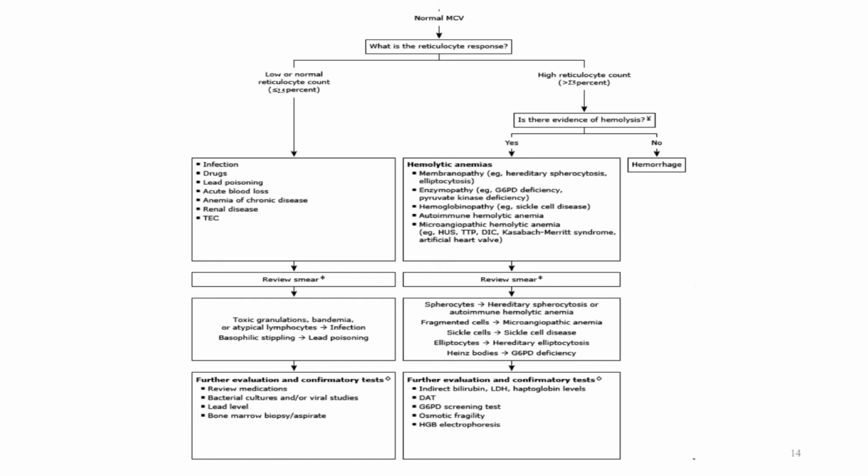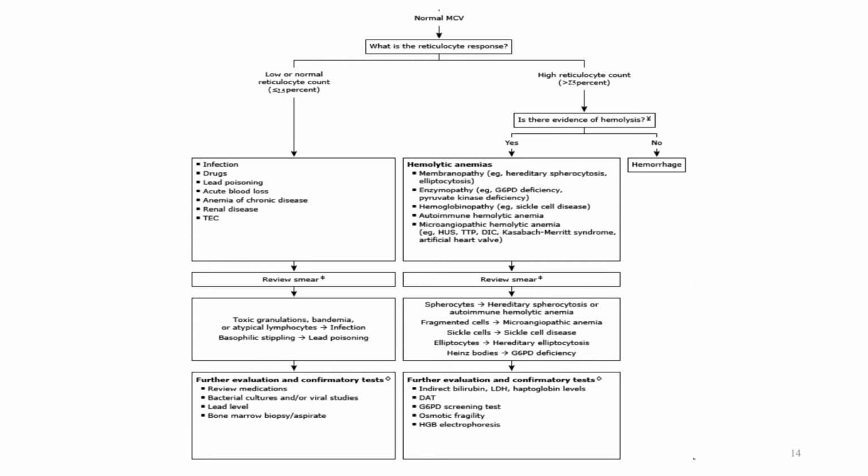So a patient with low Hb, normal MCV, and high reticulocyte count, we should think of hemolysis. If there is evidence of hemolysis, then the chances of hemolytic anemia are there, and the causes are membranopathy, enzymopathies, hemoglobinopathy, autoimmune hemolytic anemia, and microangiopathic hemolytic anemia. If there is no evidence of hemolysis, then the chances of hemorrhage are there.